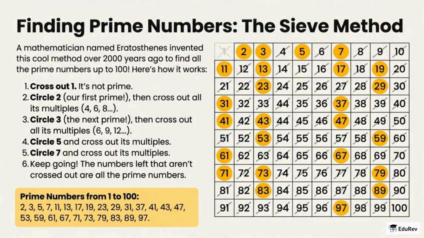A classic old trick for finding primes is the sieve of Eratosthenes. Start by removing 1, then circle 2 and cross out every multiple of 2. Next, circle 3 and cross out its multiples. Then 5, then 7, and keep going. Any number that isn't crossed out at the end is prime. It's a fast visual way to discover all the primes up to any limit you choose.